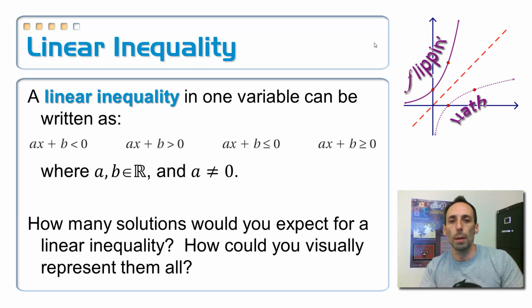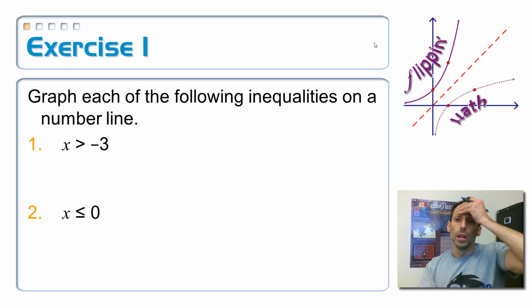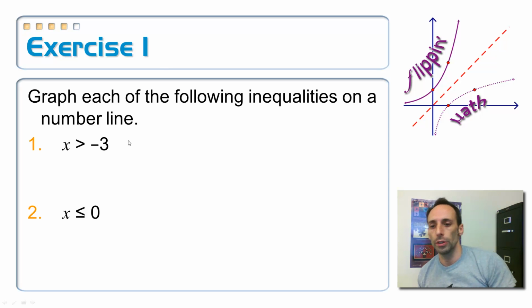And so how do you represent an infinite number of solutions visually? We usually do it with a graph. And these kinds of graphs are very easy because they're just on a number line. Yeah, we could do that. Take a look. So graph each of the following inequalities on a number line.